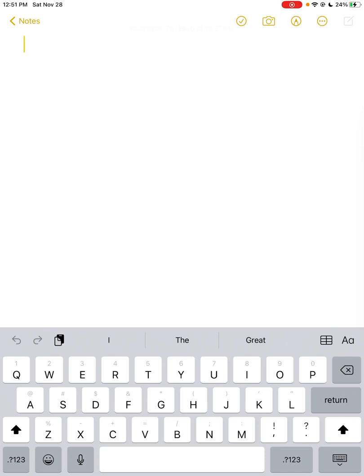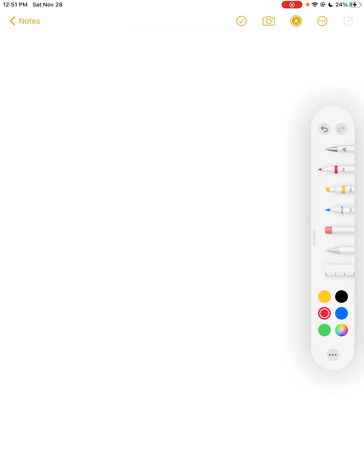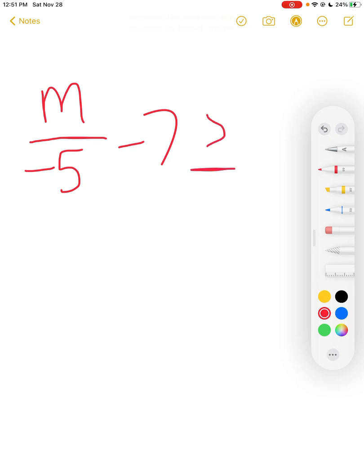All right, you guys, let's try one more. Let's try this one. m divided by negative 5 minus 7 is greater than or equal to 4. Pause and try this one on your own. Press play when you're ready to see the answer.